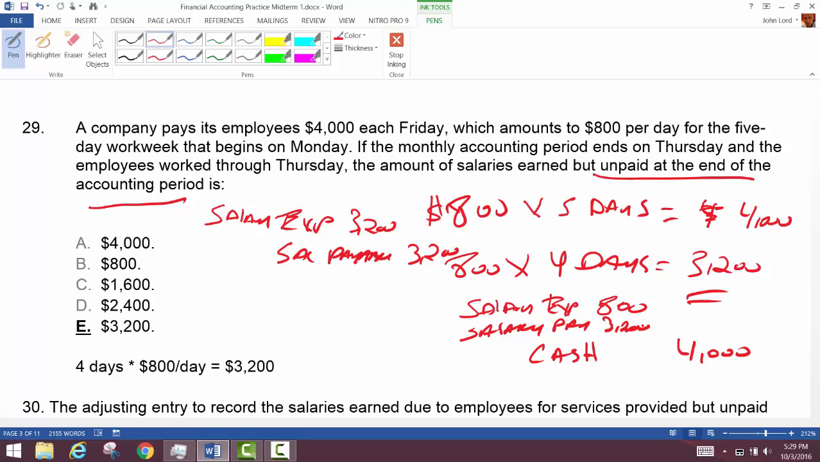Yes, sir. We debited salary expense and salary payable and credited cash down there when we paid them. We debited the payable for the 3,200. That was liquidating this payable right here, right? And then we have to take the expense for the 1 day, the $800.